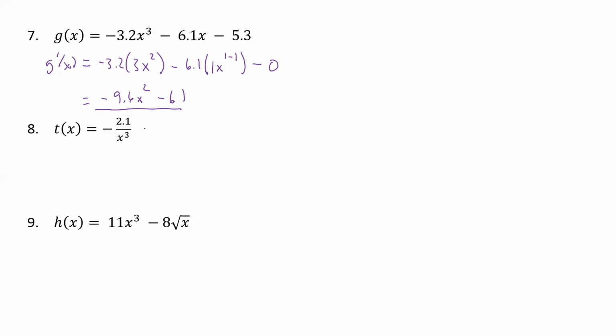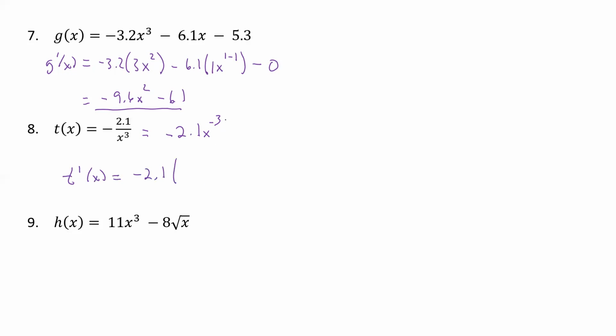What about this one? Well, this one I think I'm going to rewrite. I'm going to say, well, that's really negative 2.1 x to the negative 3. So sometimes you have to write it in a different form to make it easier to work with. And so now I'm going to have t prime of x is equal to, well, I have my negative 2.1 out in front because that's my constant. I can bring that out in front.